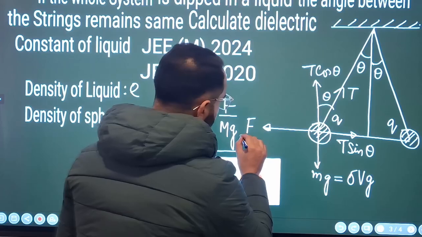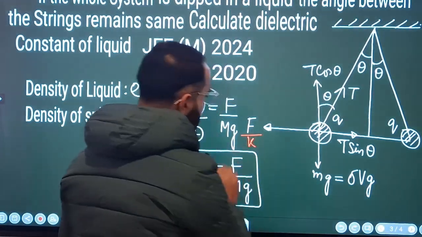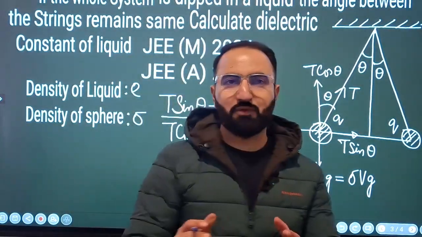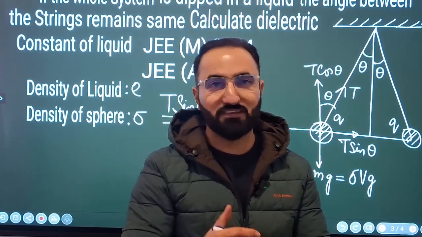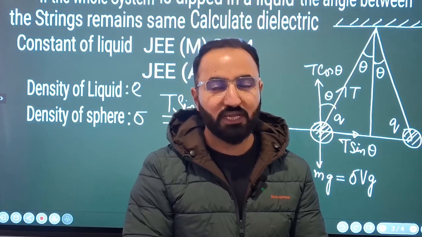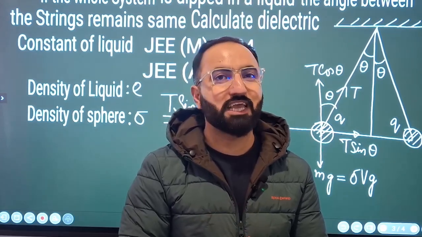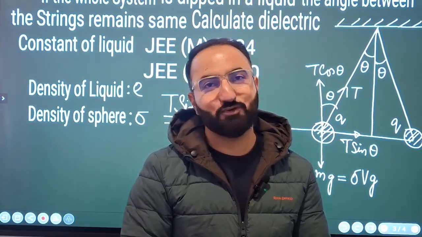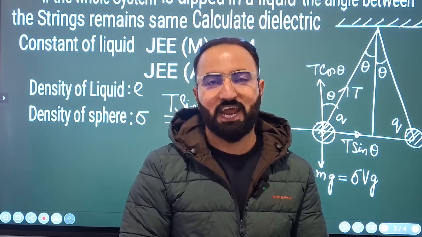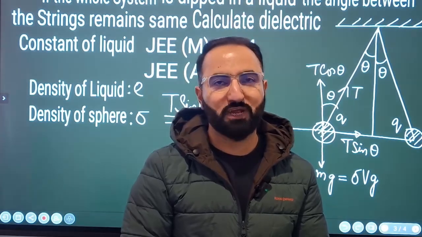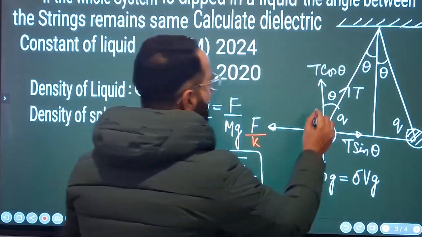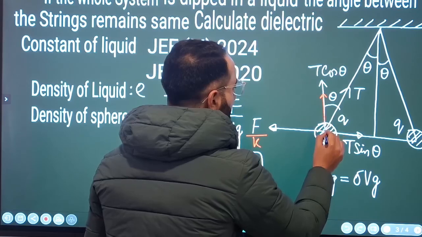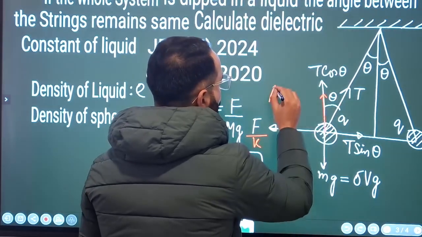Number one, this force F is going to change. It will be replaced by F by K. Whenever two charged particles are separated by vacuum, the force is F. If they are separated by any other material medium, the force will be equal to F divided by K. What is this K? Dielectric constant. The force will weaken and it will become F by K. Okay, number two, what about the buoyant force? The buoyant force will be in the vertically upward direction, FB.